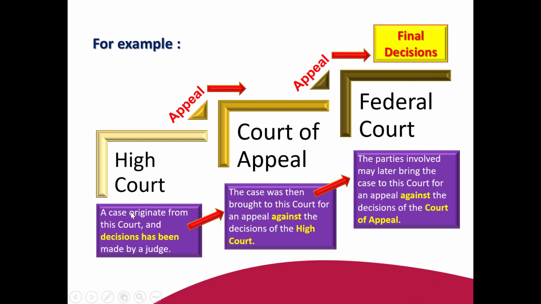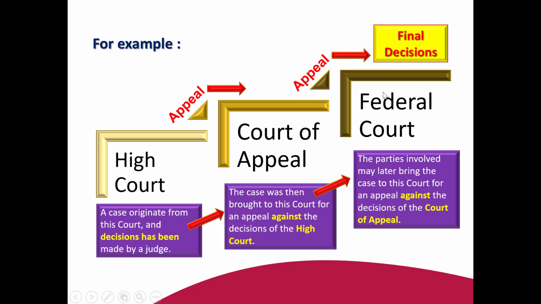This is the illustration. Let's say there is a case which originated from the High Court. Case tu asalnya daripada High Court and the High Court has made the decision for the case. However, the parties in the case not satisfied with the judgment, so they can appeal, buat rayuan, to the Court of Appeal, Mahkamah Rayuan. And this Court of Appeal will make the decision either against or approving the decision of the High Court. So if the parties are not satisfied with the judgment, they can further appeal to the Federal Court. So Federal Court will make the final decision about the case.